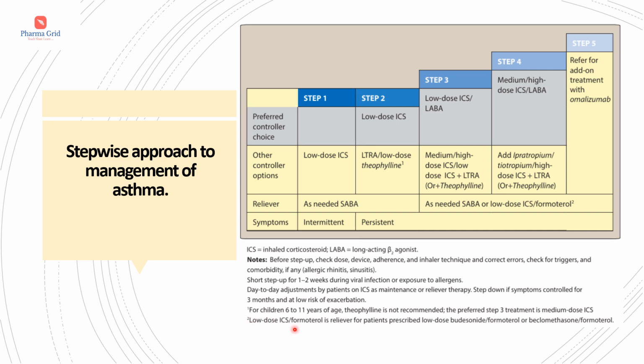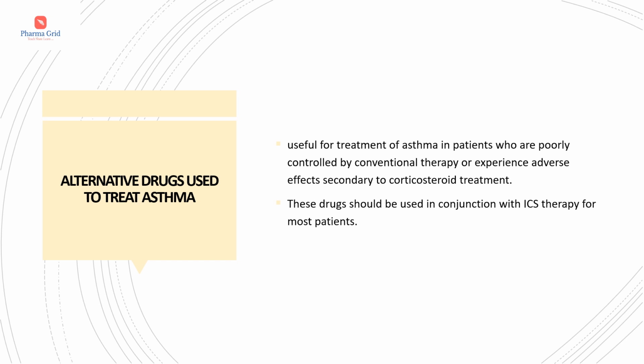Then low dose inhaled corticosteroids or formoterol is reliever for patients prescribed low dose budesonide or formoterol or beclomethasone or formoterol. So we have completed the corticosteroids. Next we will see the alternative drugs used to treat asthma. These alternative drugs are useful for the treatment of asthma in patients who are poorly controlled by conventional therapy or experience adverse effects secondary to corticosteroid treatment. These drugs should be used in conjunction with inhaled corticosteroids therapy for most patients.